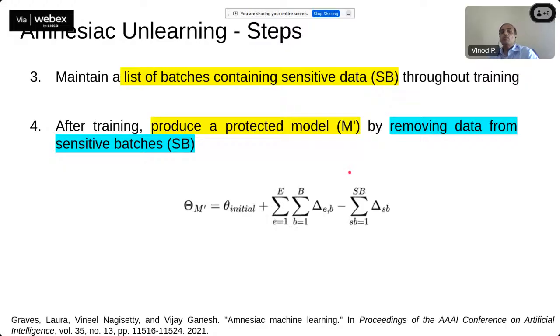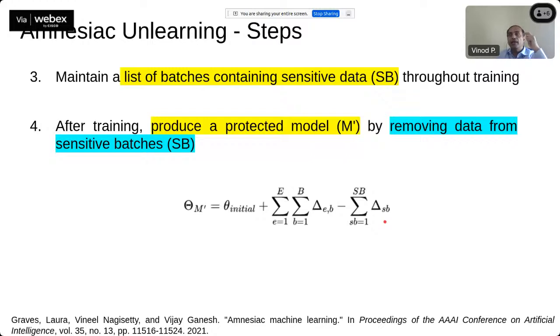So essentially, from our original model, which is theta n, which we discussed in the previous slide, we would like to remove the effect of all parameters participating in the sensitive batch. So for example, let us say I have two batches. What I will do is try to remove the influence of the model parameters corresponding to these two batches.